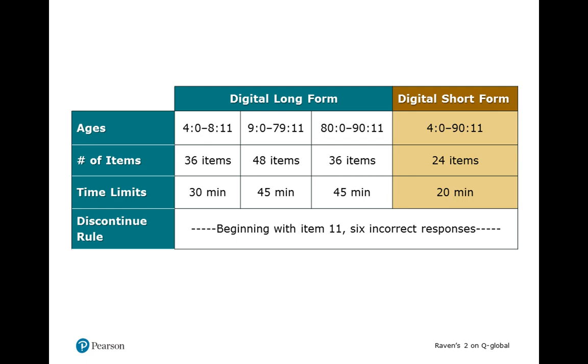The digital short form includes 24 items for all ages. Each examinee completes, again, a unique set of items that are randomly selected from the item bank, and they have a time limit of 20 minutes. Examinees can't skip any items or review previous items. There is a discontinue rule beginning with item 11. If the examinee produces 6 incorrect responses in a row, Q Global will automatically terminate the assessment.